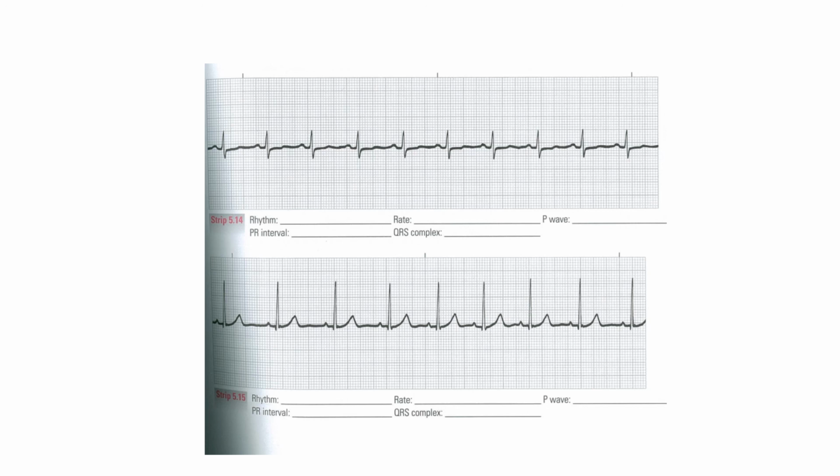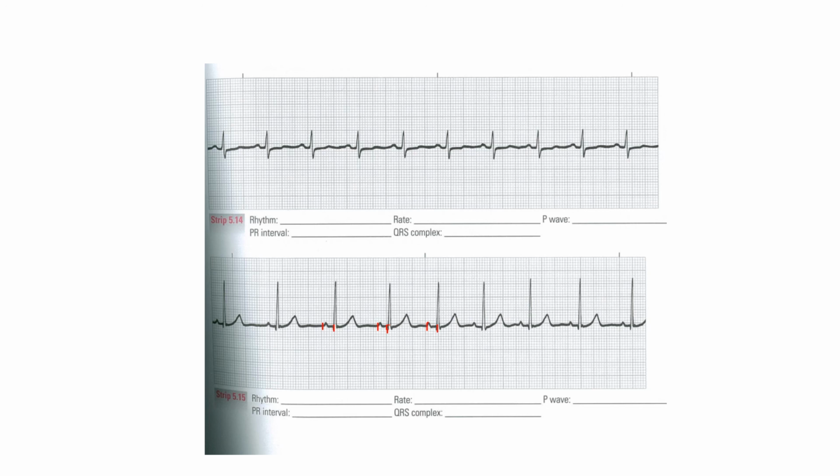You have P waves, they all look the same, they're all upright. We know it came from the SA node, so we are going to call this sinus. And with P waves and R waves, we can measure PR intervals. So we measure from the beginning of the P to the beginning of the QRS. And again, you always want to measure more than one. It looks like we have about 3 to 4 boxes, so we're going to say 0.12 to 0.16.